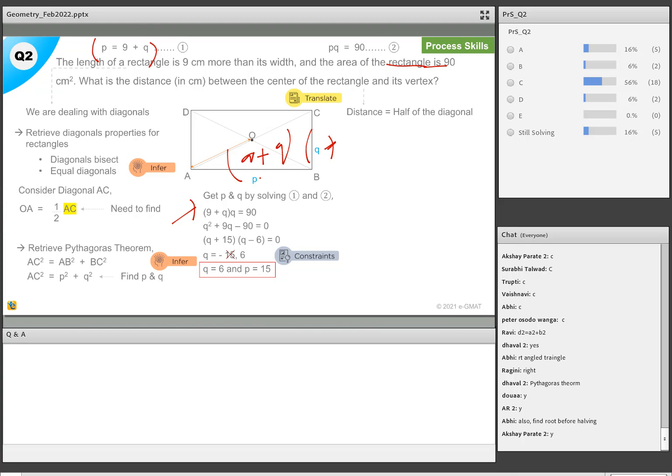So this is where your knowledge of algebra comes in. The algebra we learnt in school, nothing complex, it's quadratics. So if you solve this quadratic equation, (Q plus 9) into Q is equal to 90, or in other words, Q square plus 9Q minus 90 equal to 0. If you solve that, you will get two values of Q, minus 15 and 6. At this point, it should be crystal clear for you why we are rejecting minus 15. Why is it we are rejecting minus 15? We are saying that minus 15 is not possible. Why?